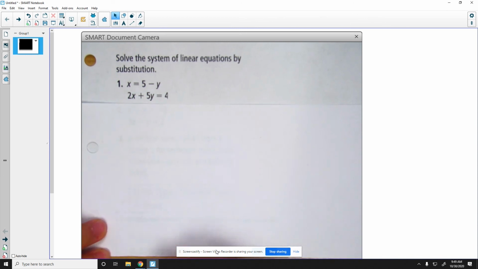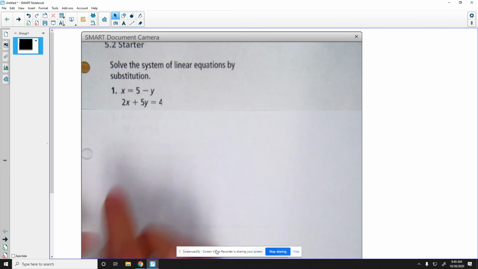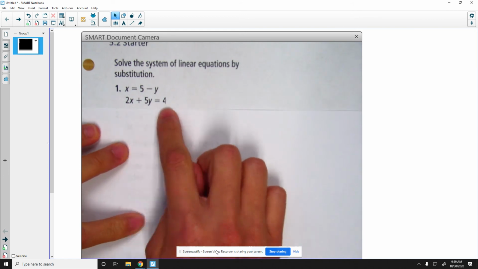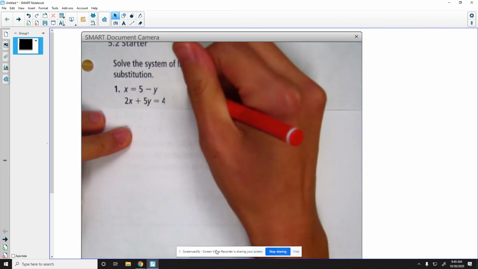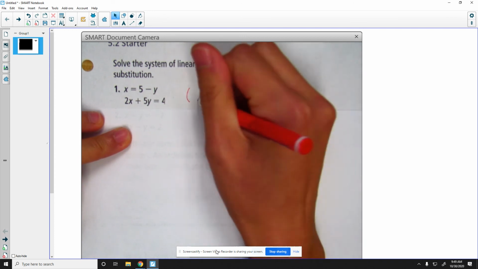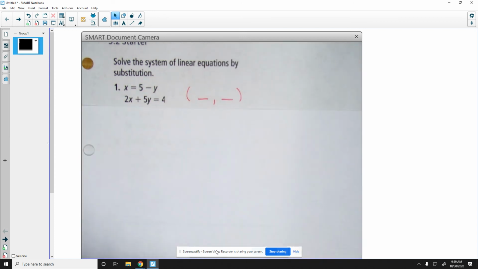Okay. So let's do this. I'm going to solve this by substitution. My final answer is going to be something, comma, something. I have an X number and a Y number. So I just have to figure out what it is. Now, this is kind of hard for you to wrap your brain around. Okay. It's hard every year for kids. So just hear me out.